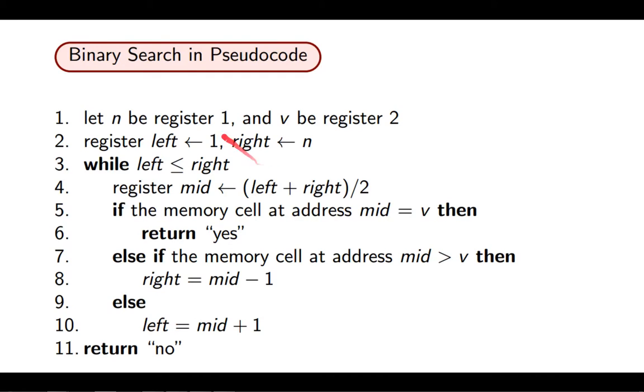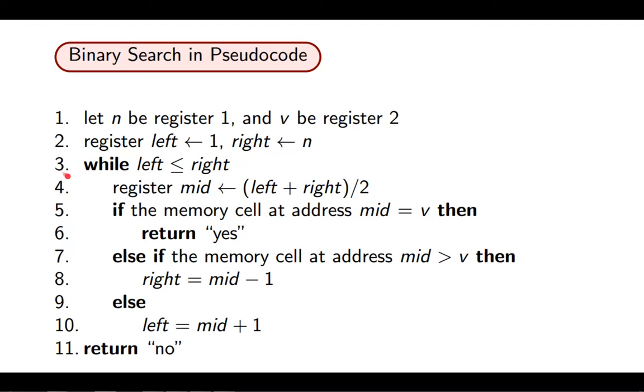We set the left pointer to 1, which is the beginning of the set, and the right pointer to n, where n is the size of the set. So now this is pointing to the end of the set. For example, if we have 9 elements, then n equals 9, and we'll be pointing to the 9th element.